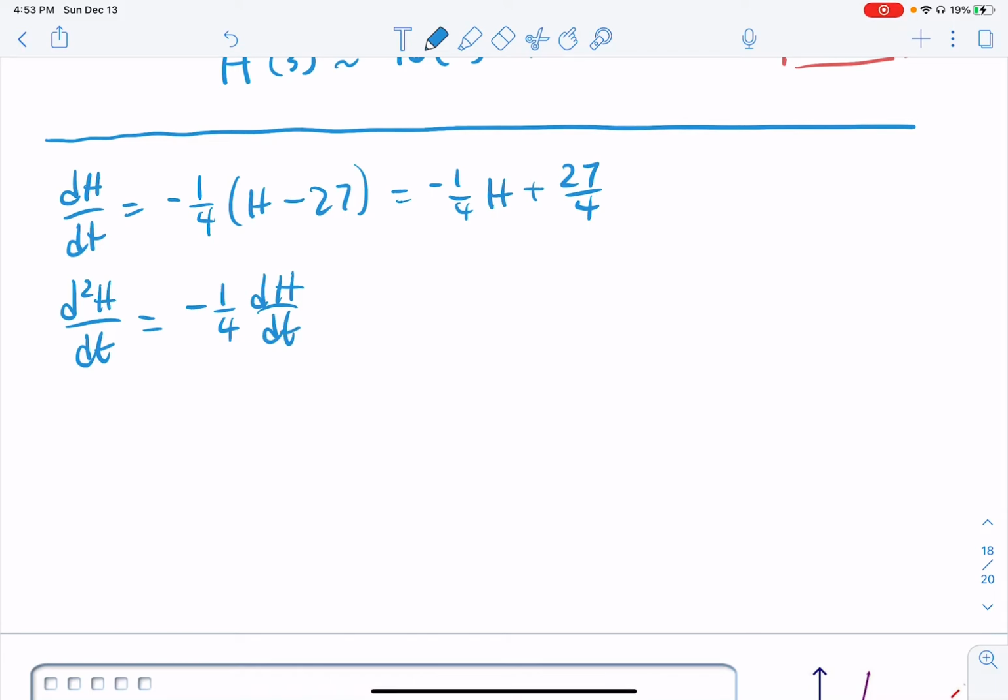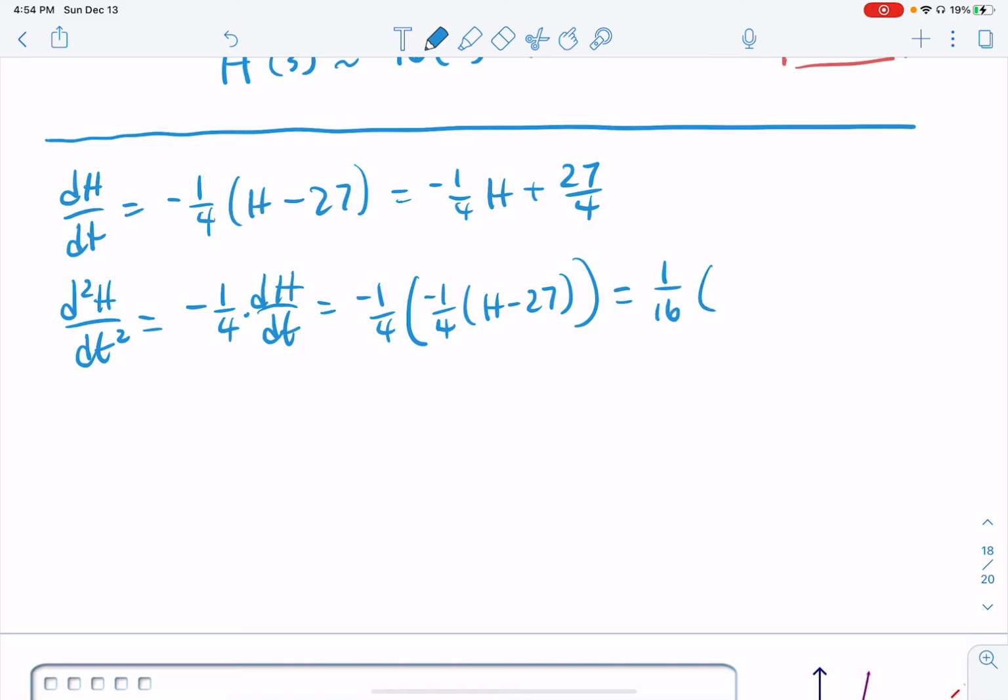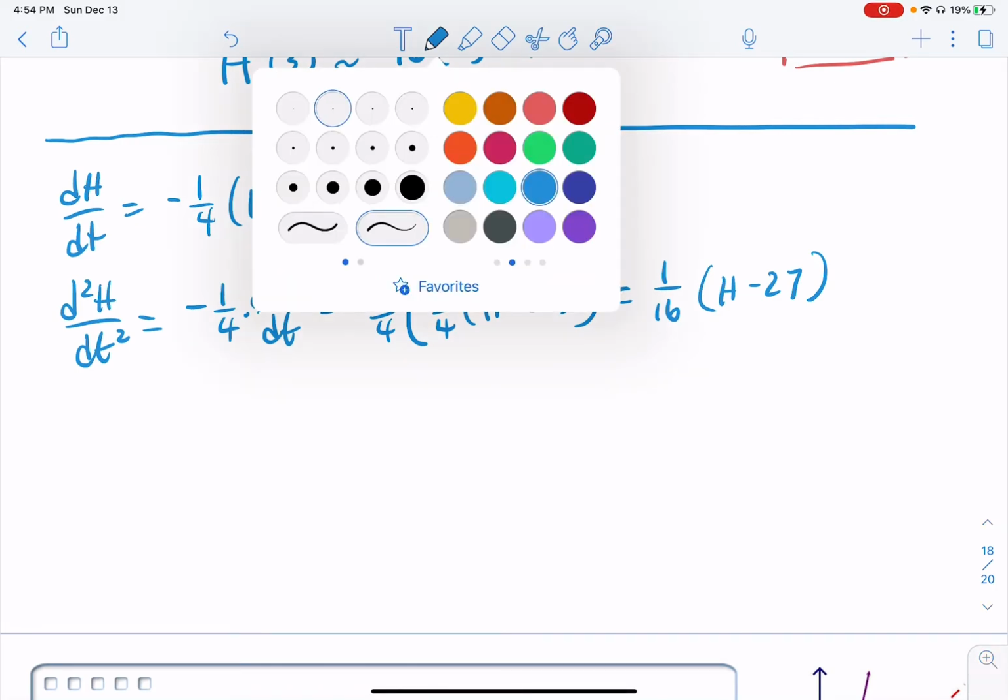All right, as we have seen, you absolutely, at this juncture, want to do some sort of substitution right here. I need to substitute the original derivative in for dh/dt. So here is the negative 1/4 times dh/dt, which is another negative 1/4 times (h minus 27). And multiplying our fractions together, we get a positive 1/16 times (h minus 27). And so here is our second derivative.